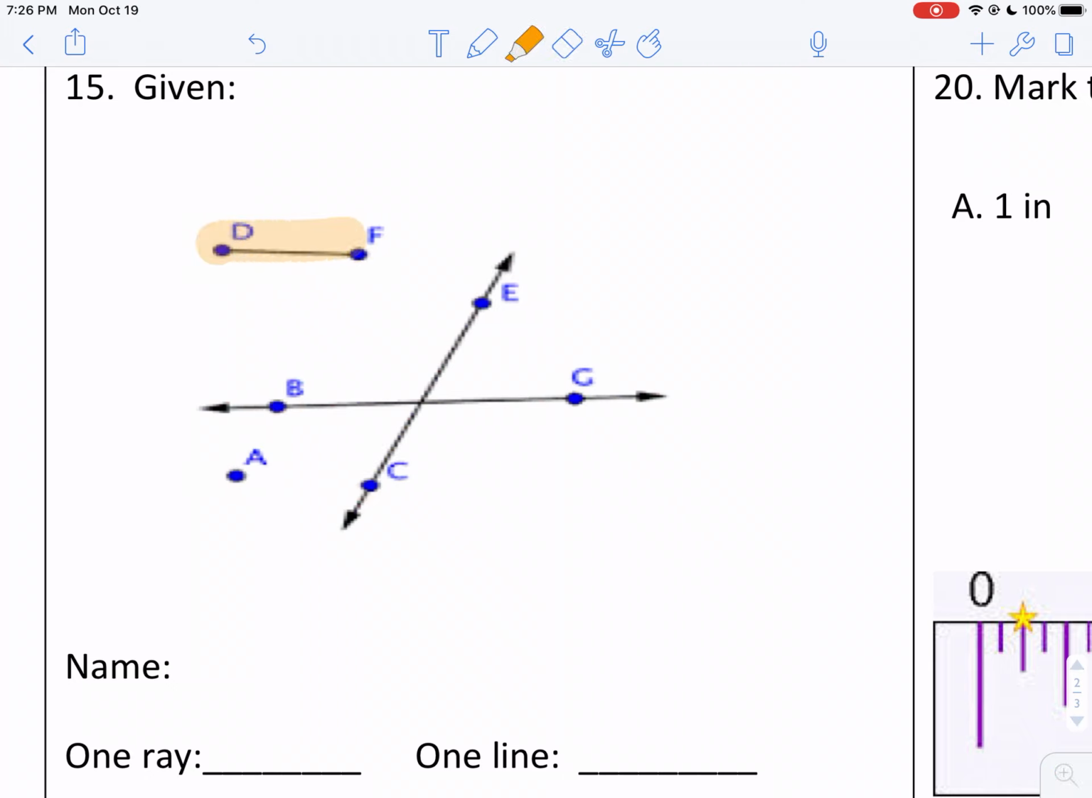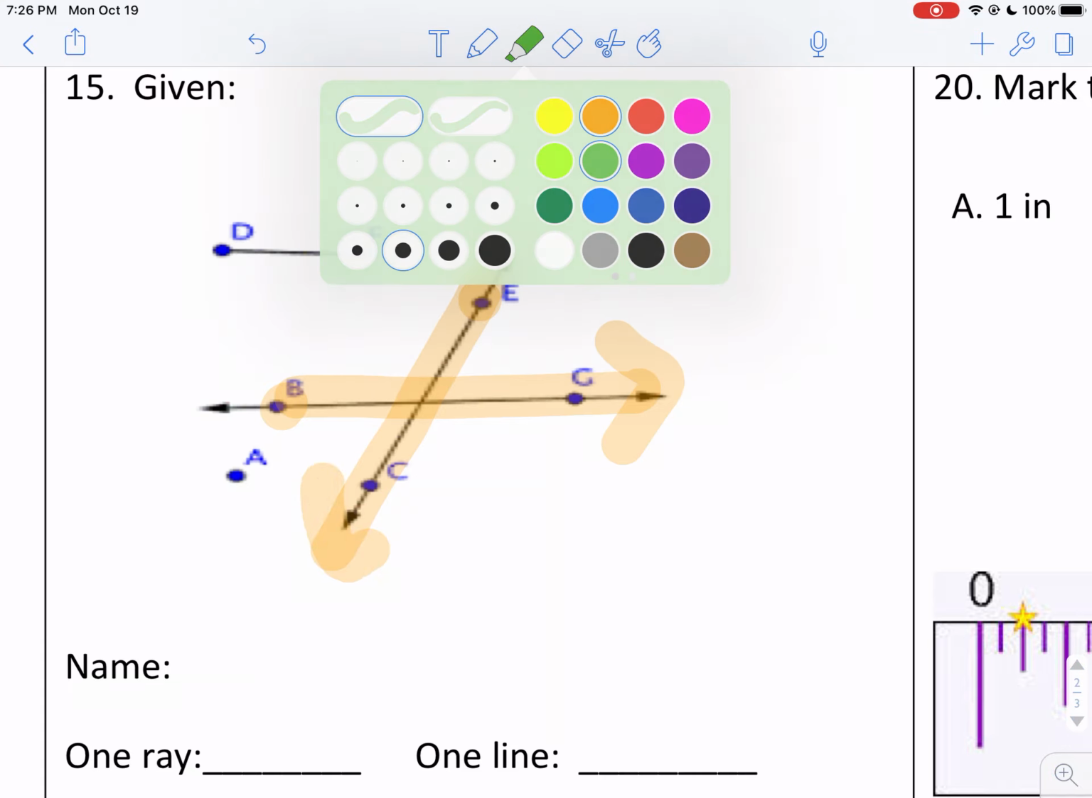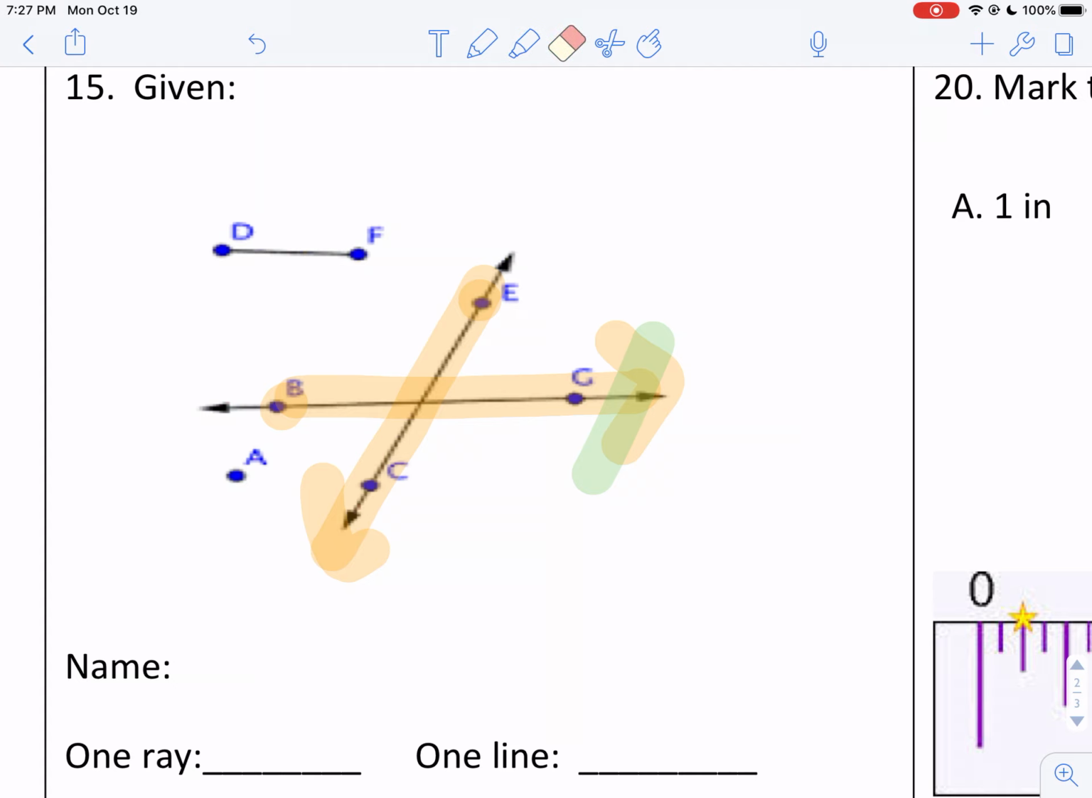Okay, this is one segment. That's a segment DF, segment BC, segment CE. This is BG, by the way. You also have a lot of rays, because there is a point here and there's an arrow going that way, so that's a ray. There's a point here, there's an arrow going that way, that's also a ray. And there are more, but I'm going to just stop there. I think you remember or know what I mean.